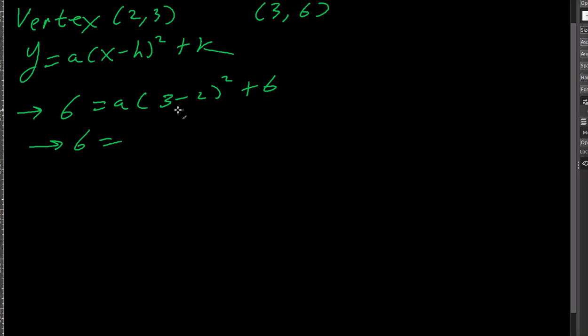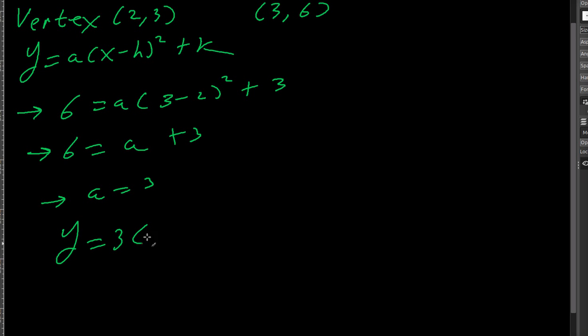We have 6 equals a times 3 minus 2, which is 1. 1 squared is 1. So a plus 6. And I messed up. This should be 3, excuse me. So this is 6 equals a plus 3. Subtract 3 on both sides. I have a equals 3. All right. Well, now I know everything there is to know about this parabola. There we go. Y equals 3 times quantity x minus 2 squared plus 3.